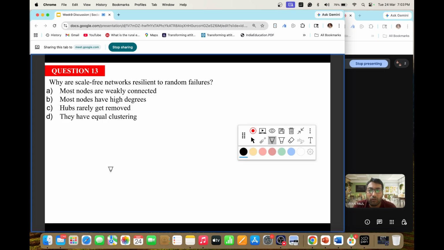Hubs rarely get removed. They have equal clustering. So scale-free network resilient to random failure. Most nodes are weakly connected. Most nodes have high degree. Hubs rarely get removed. So option C is the correct answer.